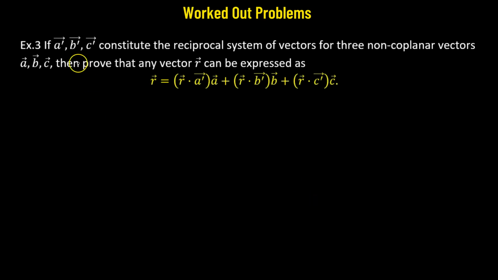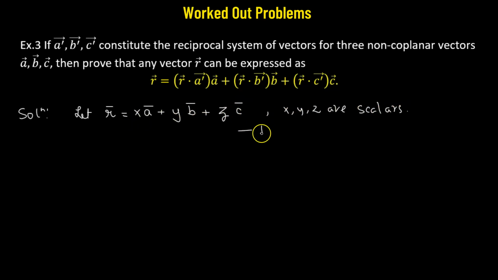Problem number 3. We have three vectors A prime, B prime, C prime. These are the reciprocal system of vectors for three non-coplanar vectors A, B and C. Now what we have to do is prove that any position vector R can be expressed in this particular format. So let's begin. We will write our vector R as a linear combination of the three vectors A, B and C, such that we have x times vector A plus y times vector B plus z times vector C, where x, y and z are some scalars. Let's call it equation number 1.